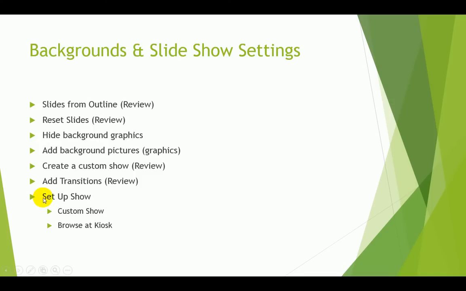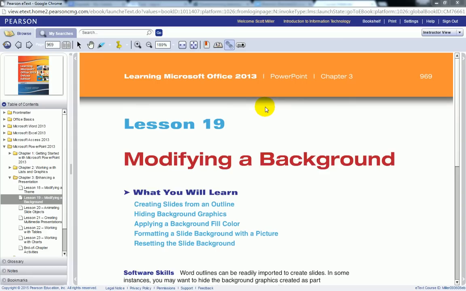And then we're going to take a look at how to set up a show. The two items specifically that we're going to deal with in the setup show settings is how to set your custom show that we've created earlier to be the default setting, so when you start your slideshow, it automatically starts the custom show. Also, we're going to show you how to browse at a kiosk, which means to set your slideshow to happen automatically, to advance, and to cycle.